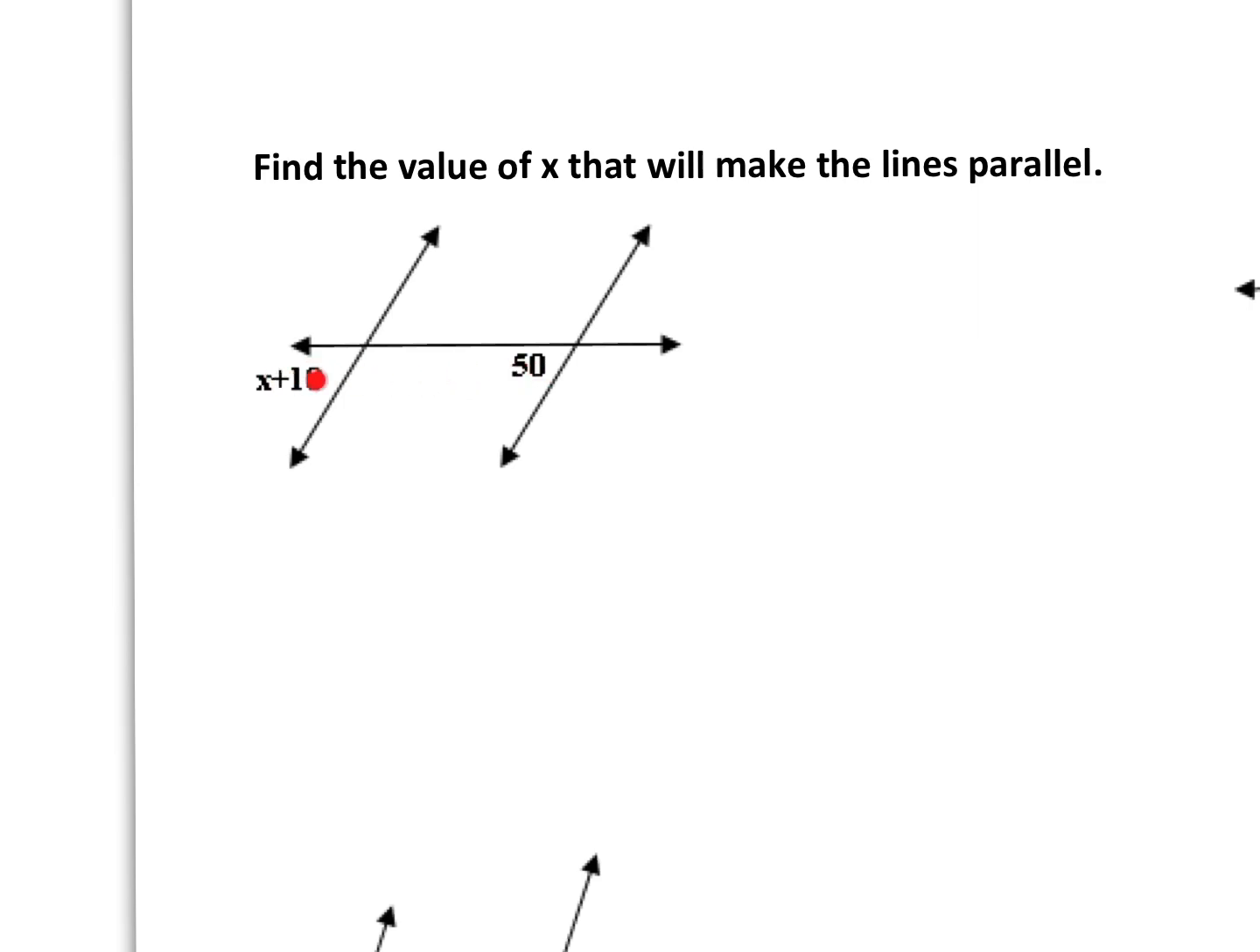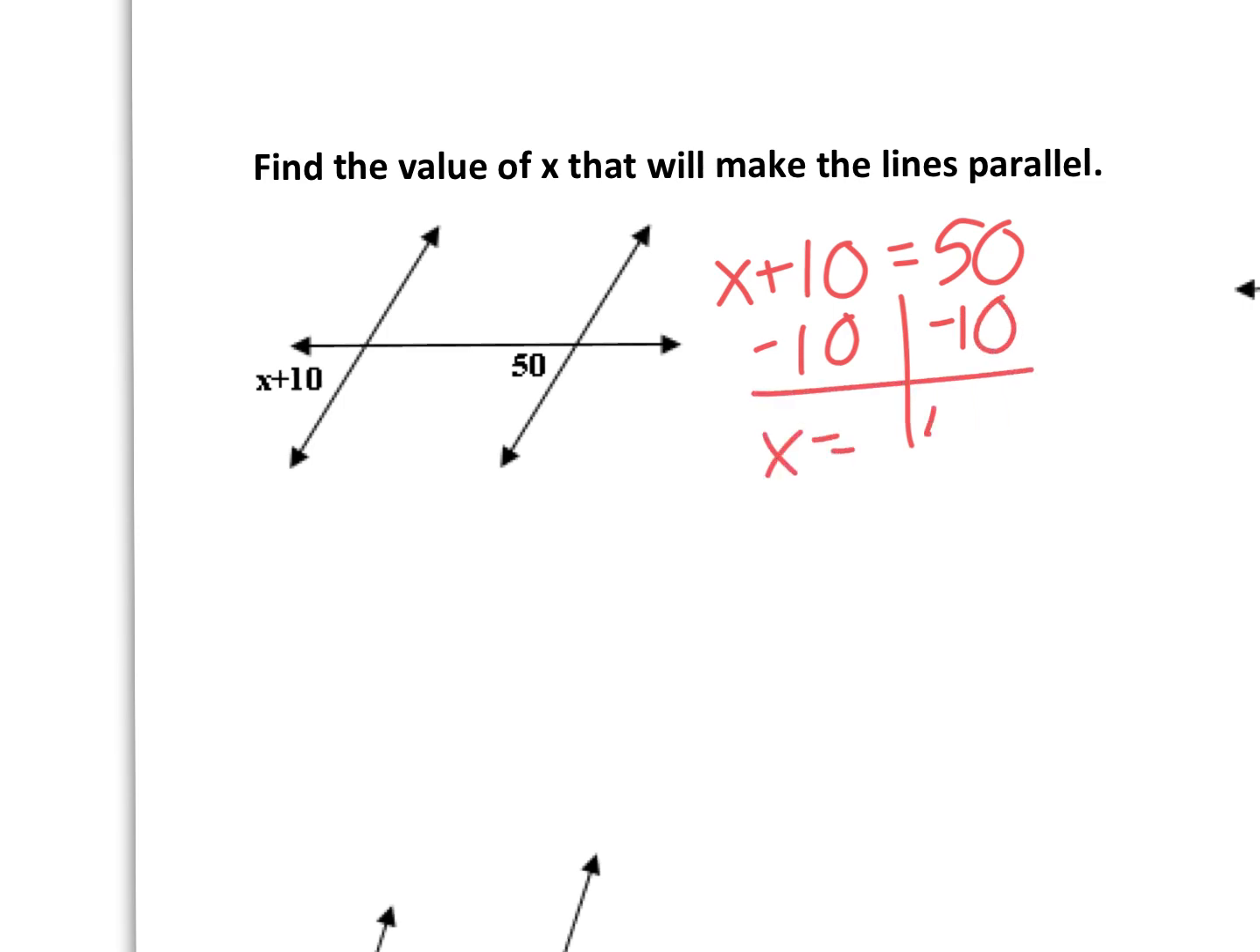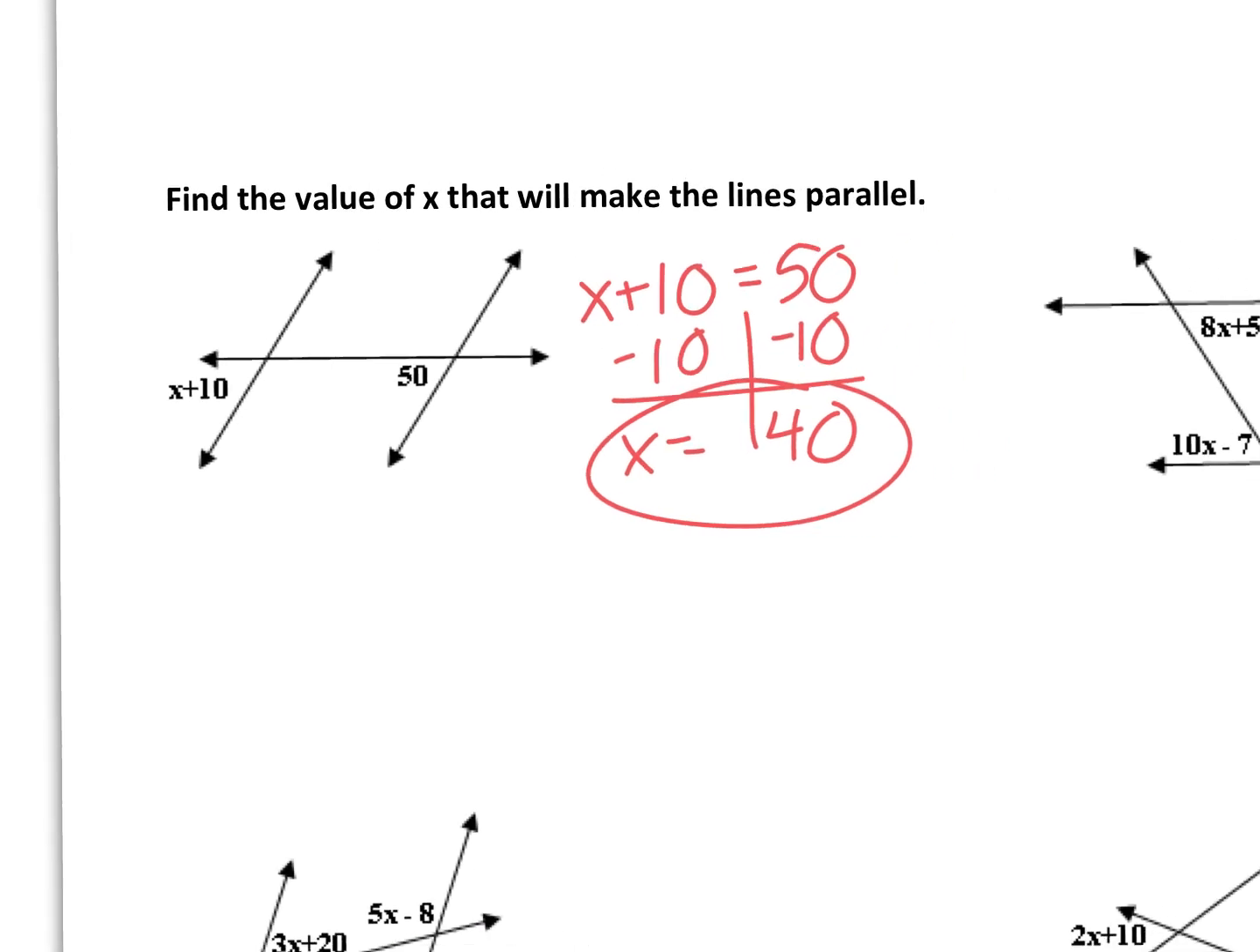Looks like they're corresponding again, and if they're corresponding, we know we want them to be congruent. X plus 10 equals 50. Little subtraction here. We'll get rid of that 10, and I'll have x is equal to 40. So that is my final answer. So if x was 40, I would then have those lines parallel.